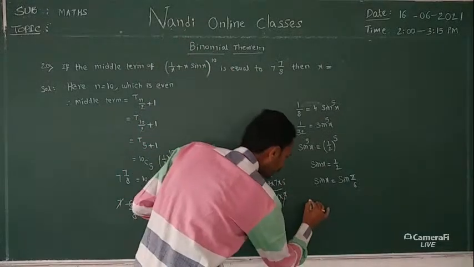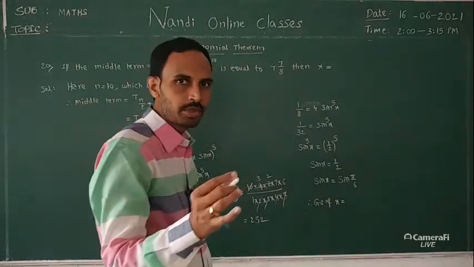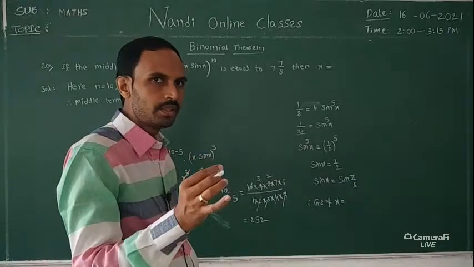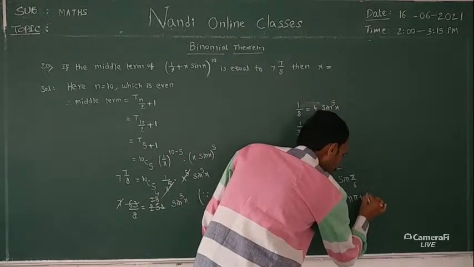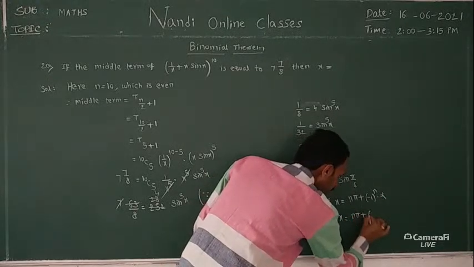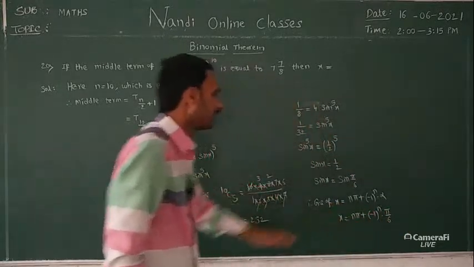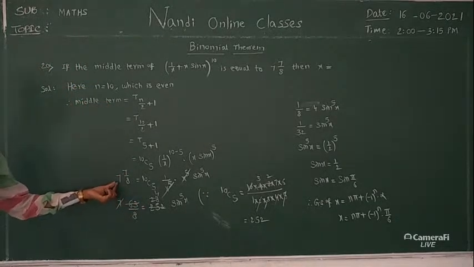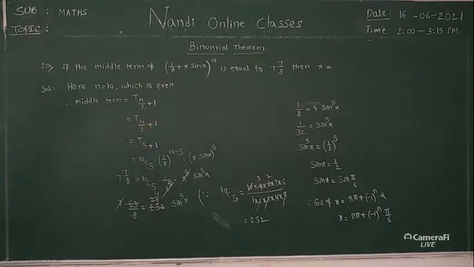General solution formula. General solution of x for trigonometric equations. What is the sin general solution formula? nπ + (-1)^n alpha. So x is equal to nπ + (-1)^n alpha, where alpha is π/6. Okay, that is the x value. First we calculated our middle term, they given 7/8. Simplify, you are getting the x value. Write it.